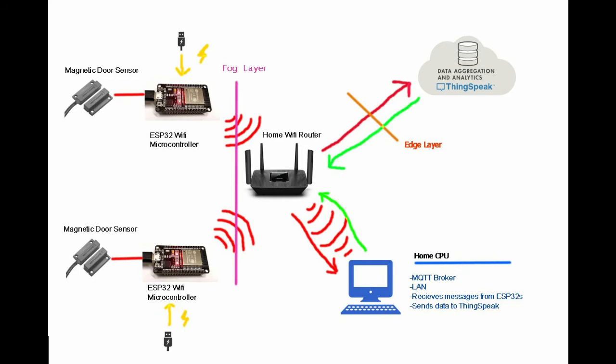The magnetic door sensors connect to the ESP32 Wi-Fi microcontrollers. These microcontrollers act as a fog layer that processes and packages the data and sends it over to the Wi-Fi router. The router then routes that data to the home computer using MQTT protocol. I chose this protocol just to keep things simple and lightweight, as a door opening and closing does not require constant monitoring or large data packages. The computer then sends the data back to the Wi-Fi router via the green arrows, and then the Wi-Fi router sends that information over to the cloud past the edge layer.